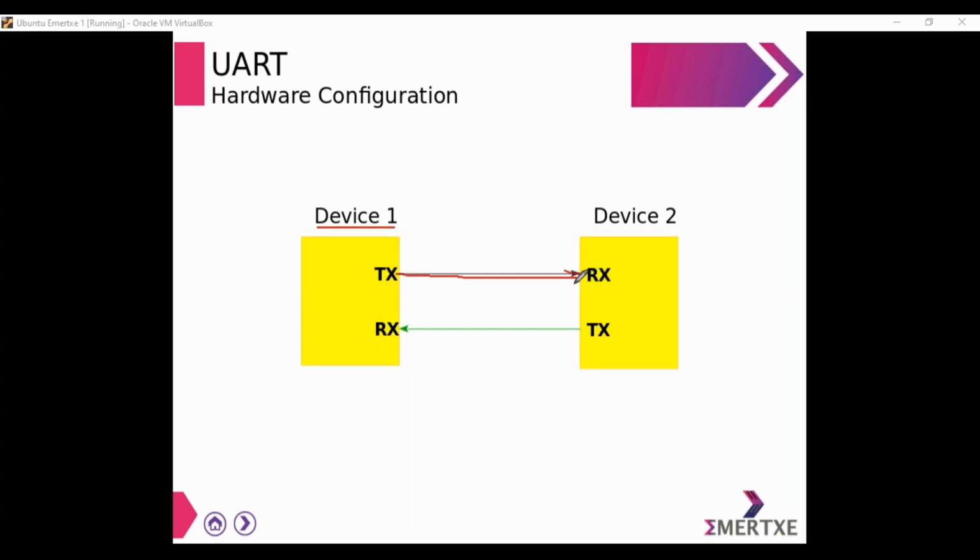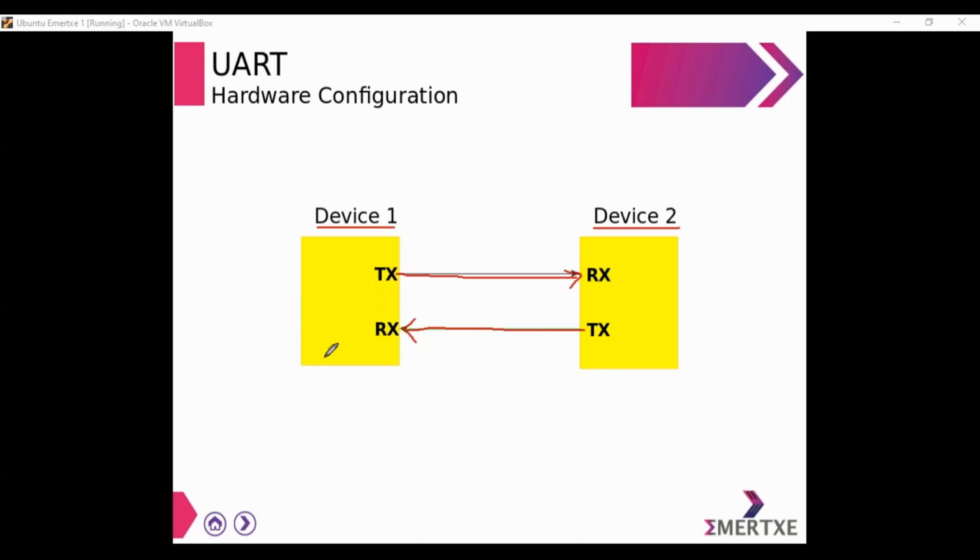And the arrow is from device 1 to device 2. So device 1 transmits, device 2 receives. Okay. So device 1 is going to transmit the data, device 2 is receiving the data. That is one side. On the other side, when device 2 is transmitting, device 1 is receiving. So you can see the pin names, transmitter for device 2, receiver for device 1. And if you look at the arrow, it is from device 2 to device 1.